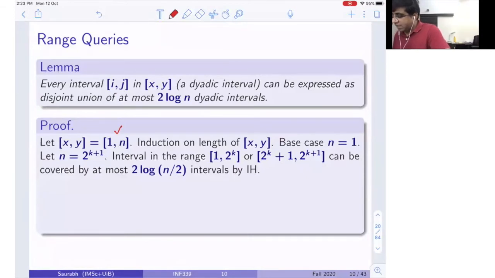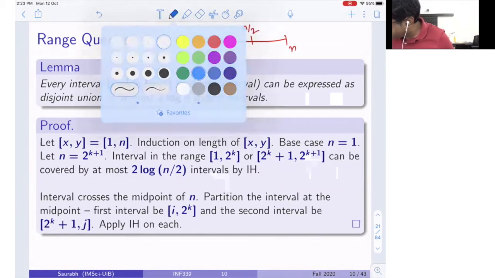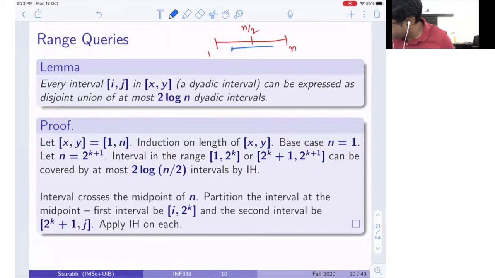Now, intervals in the range 1 to 2 power k, or 2 power k plus 1 to 2 power k plus 1, can be covered with at most 2 log n by 2 intervals by induction hypothesis. So if you have any i comma j which is completely contained inside this range or completely contained inside this range, they can be covered with 2 log n over 2 intervals by induction hypothesis. So now this is your 1 and this is your n, or this is your n by 2. Now your interval crosses somewhere.